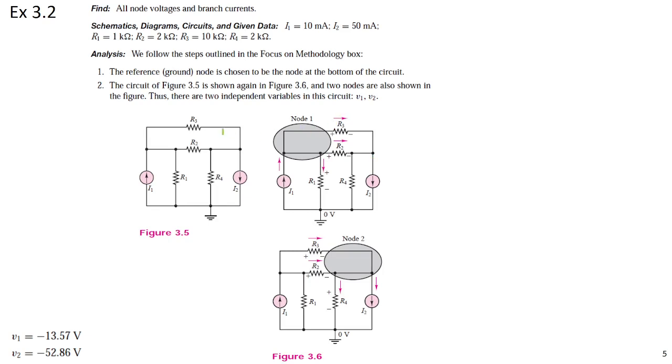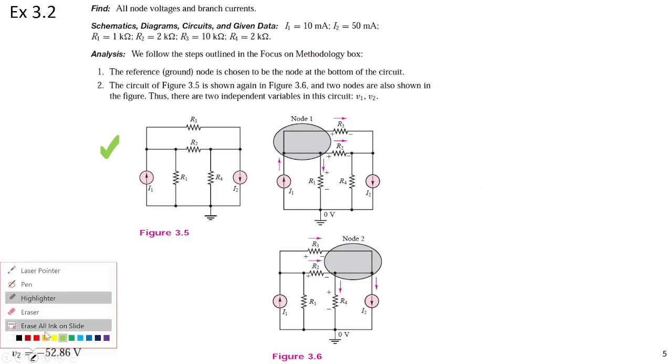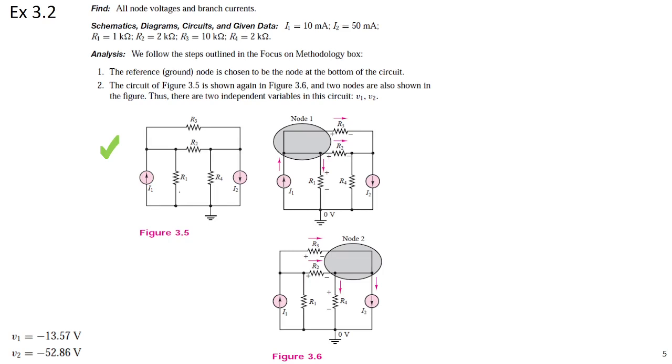Okay, let's see this circuit. It looks quite complicated, right? But it's not so complicated. How to solve this circuit? We know that I1 is 10 milliamp, here, a current source. I2 is 50 milliamp, also a current source, in this direction.